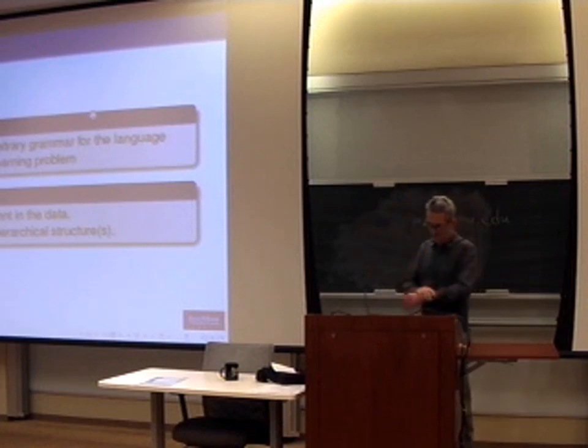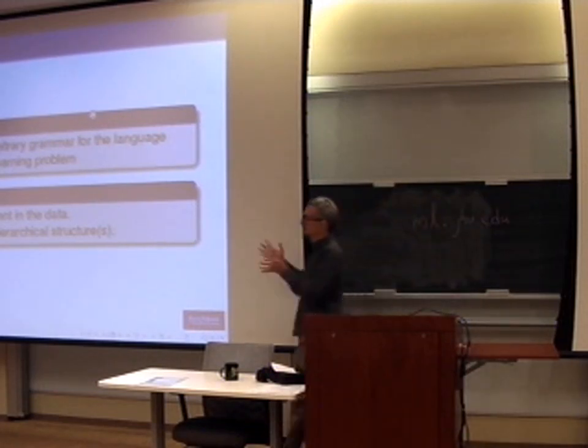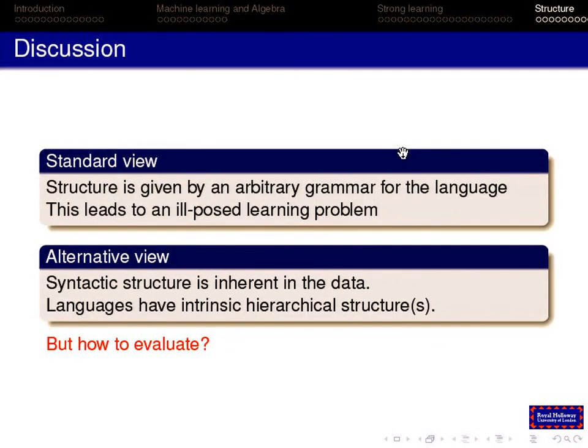Okay, so let me conclude now. The standard view is that your structure in a language is going to be given by some grammar. And this, in a sense, leads to an ill-posed learning problem. But the view I'm putting forward here is that we can view syntactic structure as being something that's inherent in the data. It's a sort of empiricist structure. So what we're saying is that languages themselves have an intrinsic hierarchical structure. That using these sort of mathematical tools here, we can derive a mathematically precise notion of structure. But how on earth do we want to evaluate that?